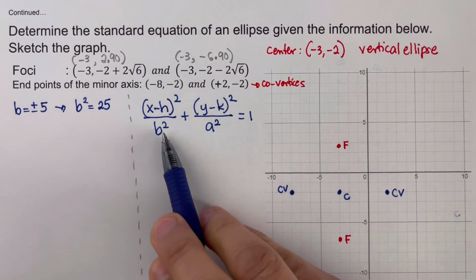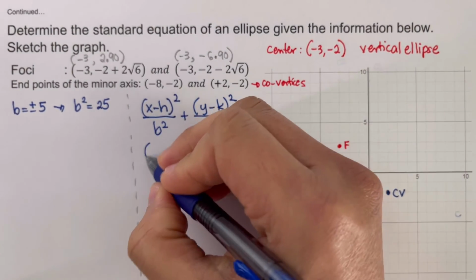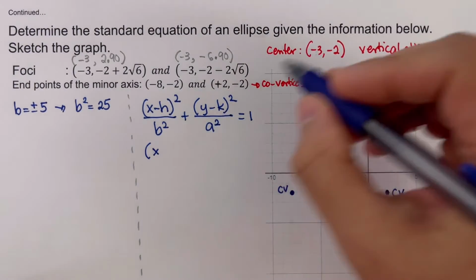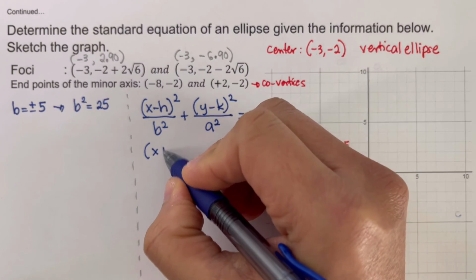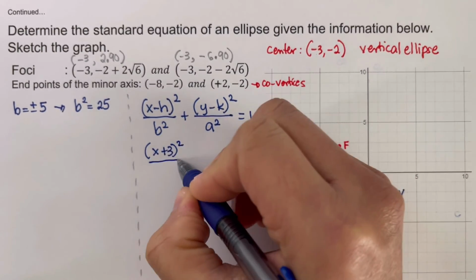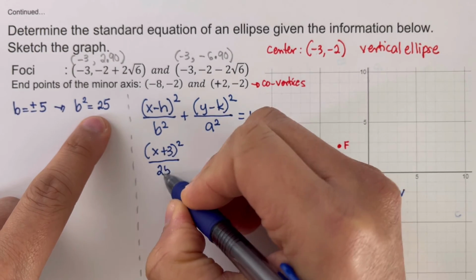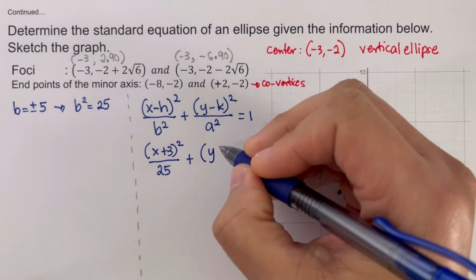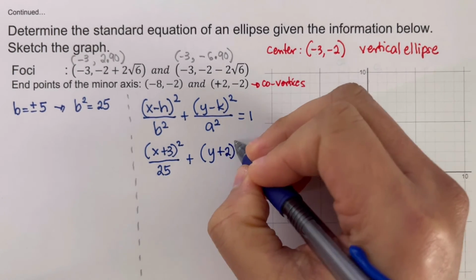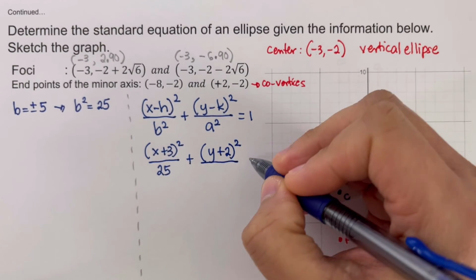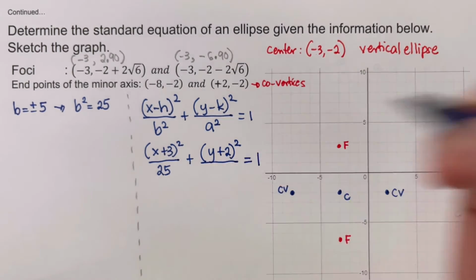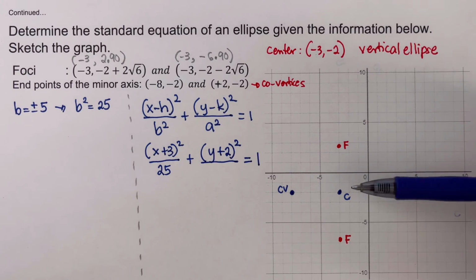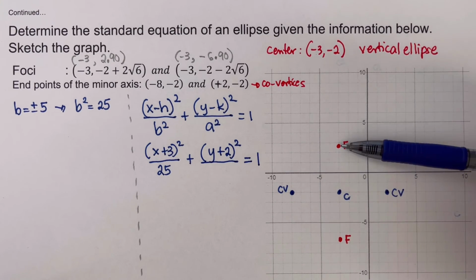So we can rewrite this equation as x, remember, we switch the sign, so this comes out negative 3, so that's plus 3 squared over b squared, which is 25, plus y, this is a minus 2, so that will be a plus 2 right here, squared over a squared, which is missing. We don't know what it is, so we just keep that blank. And so we have a value for c. Again, the distance from the center to the focus is c.